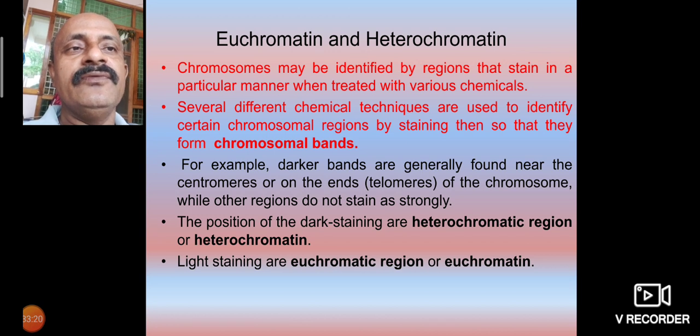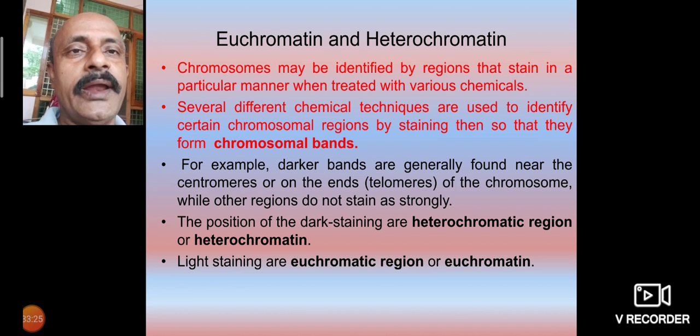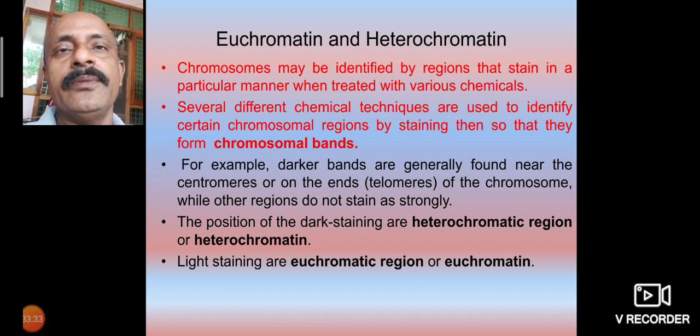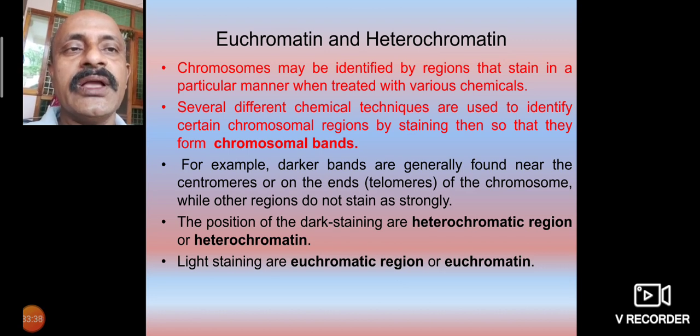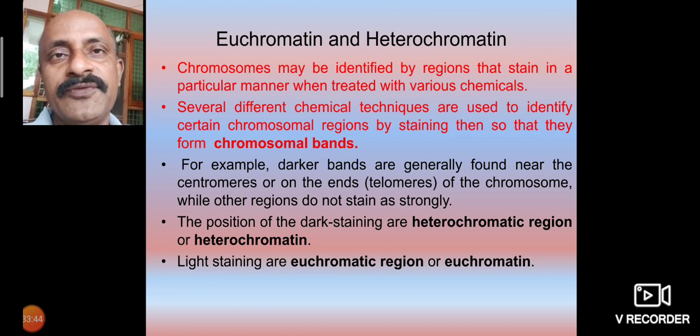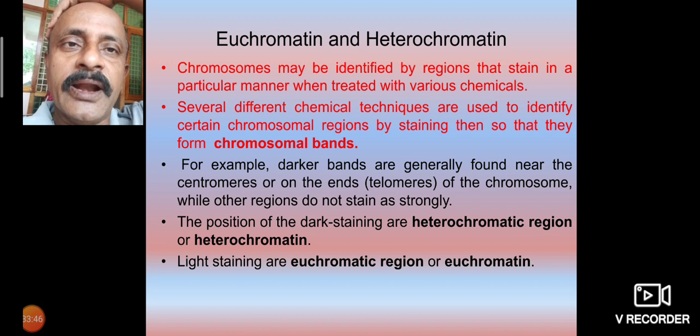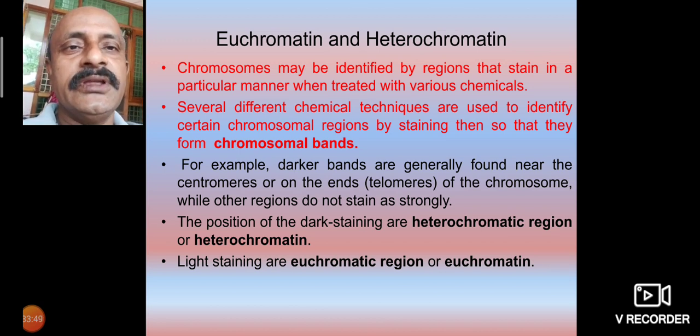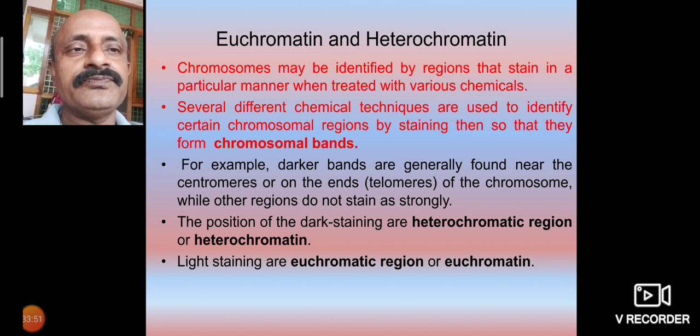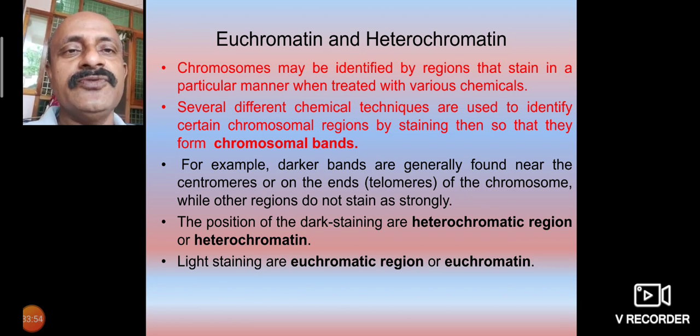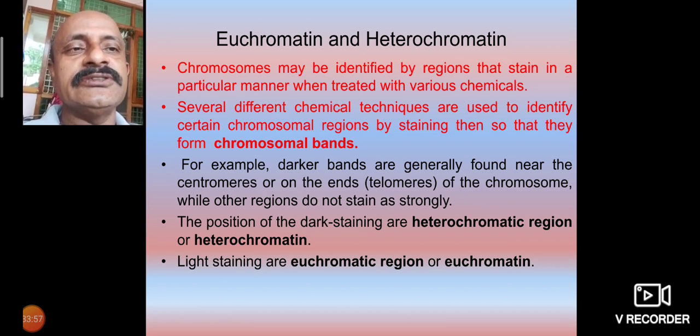When treated with various chemicals, several different chemical techniques are used to identify certain chromosomal regions by staining them so that they form chromatin bands. Chromosome bands appear after staining. For example, darker bands are generally found near the centromeres. The darker bands are near the centromere, while the telomeres and other regions do not stain as strongly.